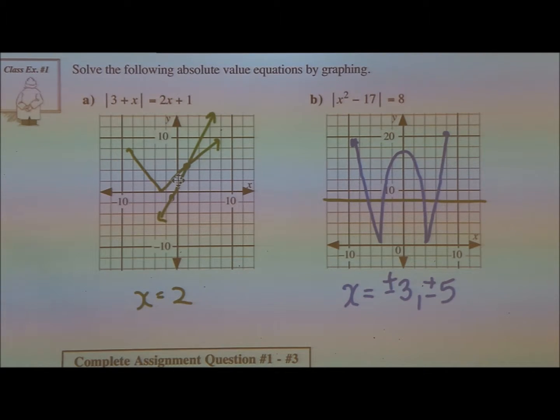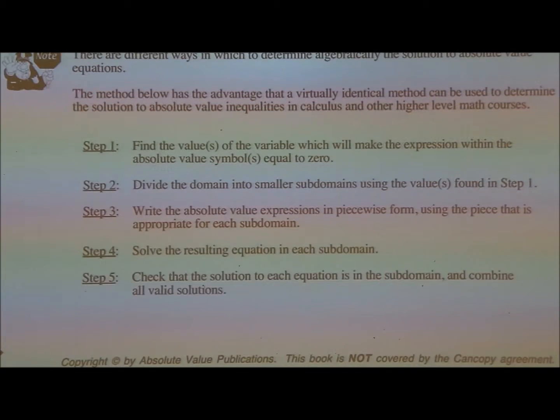Solving them algebraically takes a little bit more work because when we solve them algebraically, we have to go back to what our absolute value expressions were. Our absolute value expressions could be written in piecewise notation. So we have that positive piece and then we have that negative piece. So we have to consider that when we're solving these algebraically.